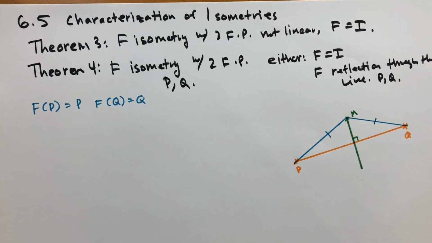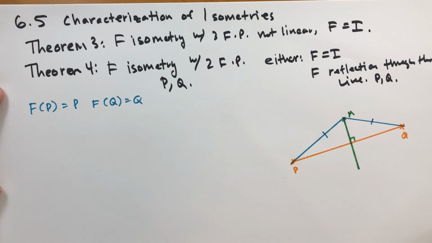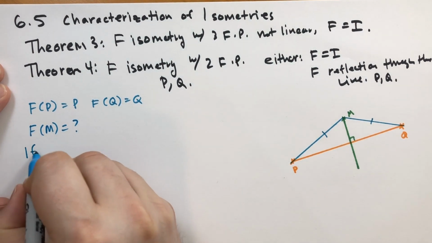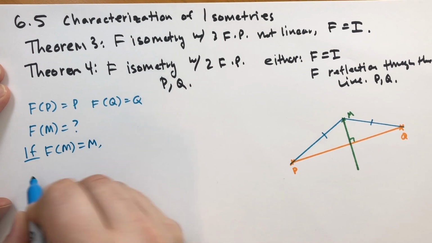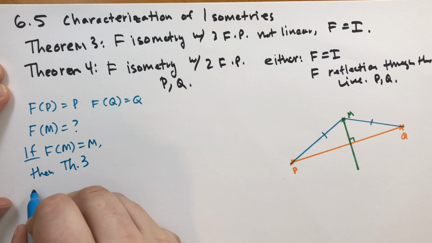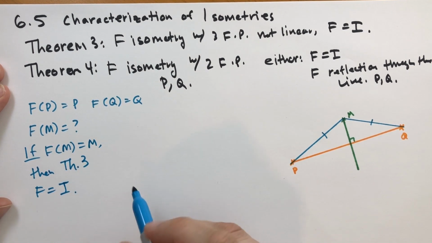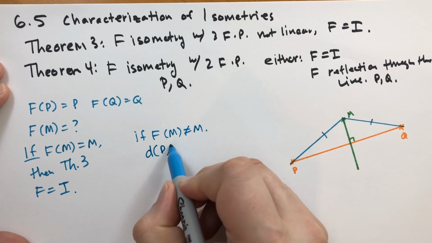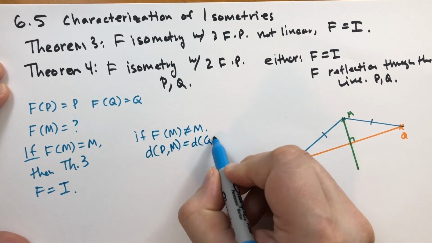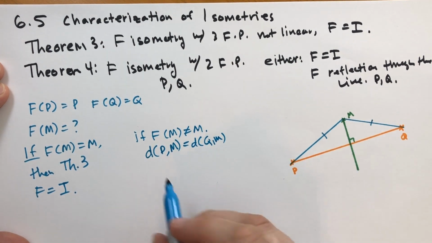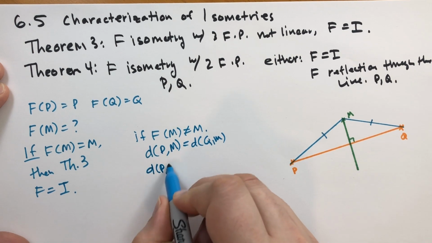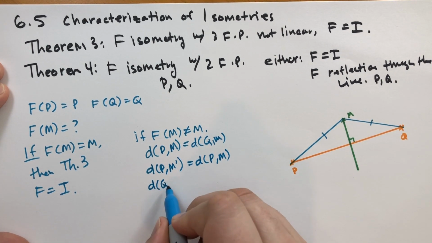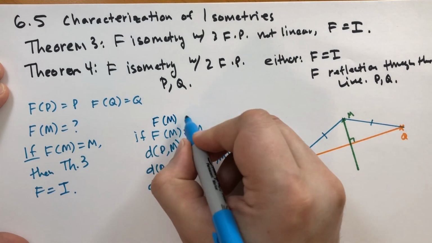Okay? Now at this point in the proof, we have to make a decision about what F of M is going to equal. If F of M is fixed, then we have Theorem 3, so F is I. Okay? So that's one possible branch. If F of M is not equal to M, well, the distance from P to M and the distance from Q to M are all the same, because of Pythagoras' theorem. This is a perpendicular bisector after all. And that means that the distance from P to M prime has to be the same as the distance from P to M because it's distance preserving, and the same for the distance from Q to M prime, wherever M prime is. So F of M is M prime. I forgot to mention that.